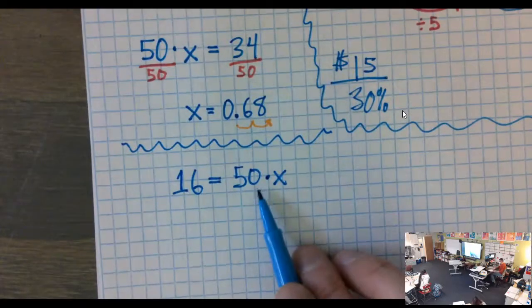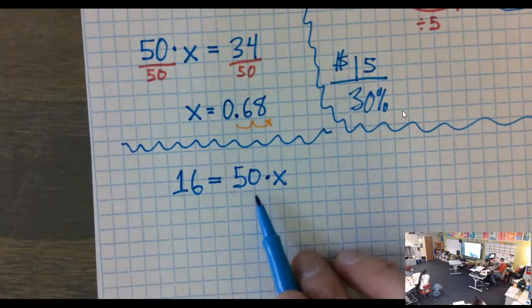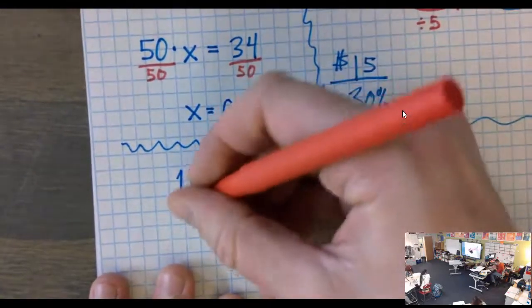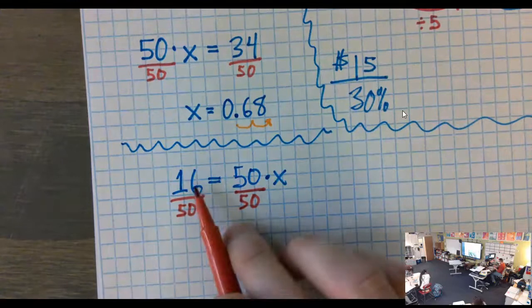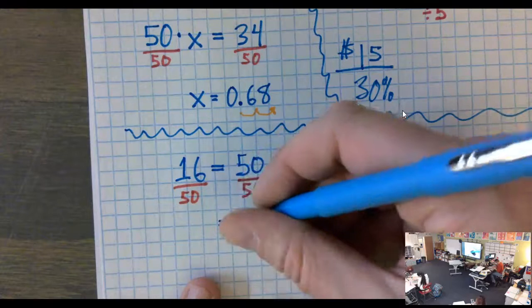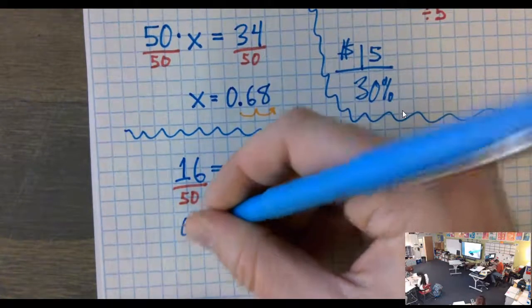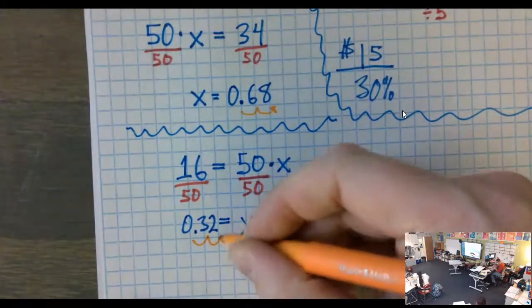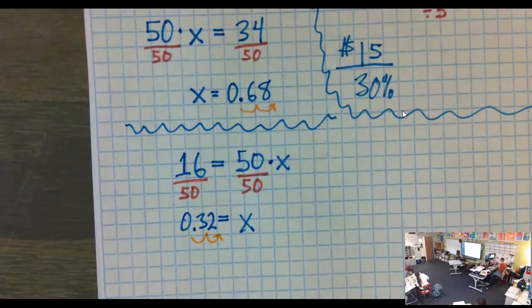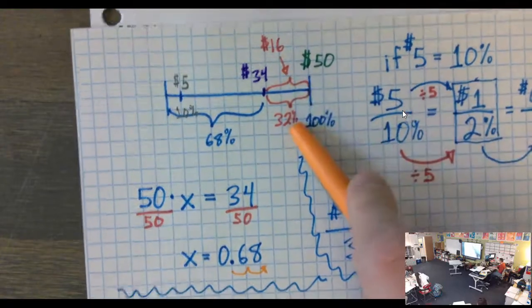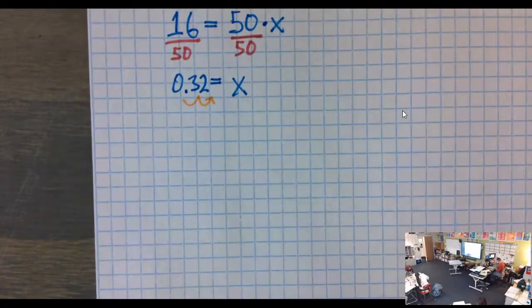50 times x makes more sense to us, because then in our brain we say, what do we do to get x by itself? Exactly what Farah's been telling us to do. Divide by 50. So grab a calculator, do 16 divided by 50. See what we get. And that is our 32%. So then we just found the other percent, right, from our model up here. If we take the $16 and calculate that way, we find 32%.